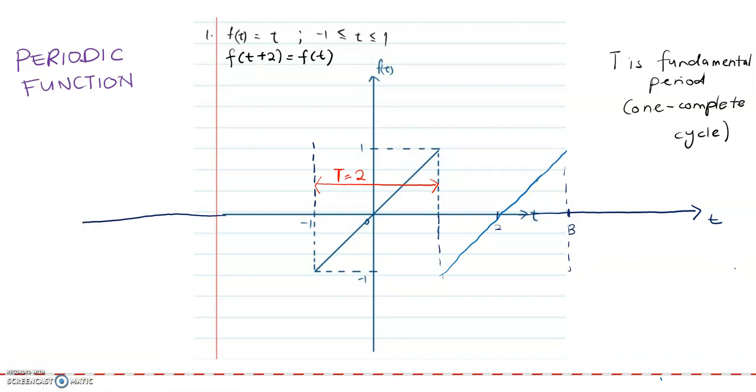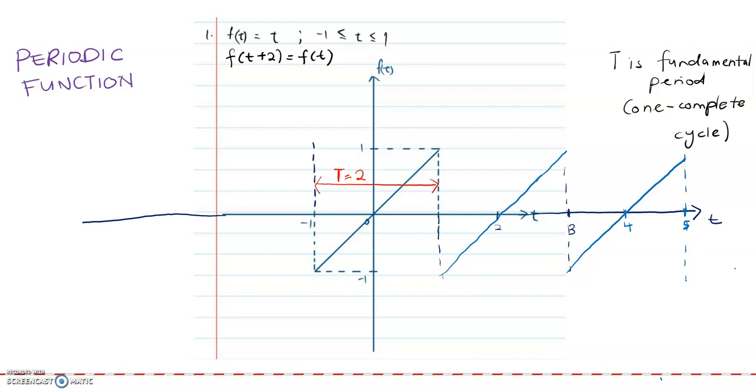If you want to expand further, we have one complete cycle with T equals 2. So we increase t by 2 units, so we have 4, and the function is going to repeat itself.